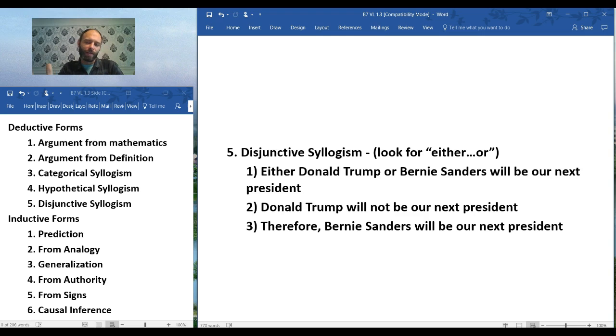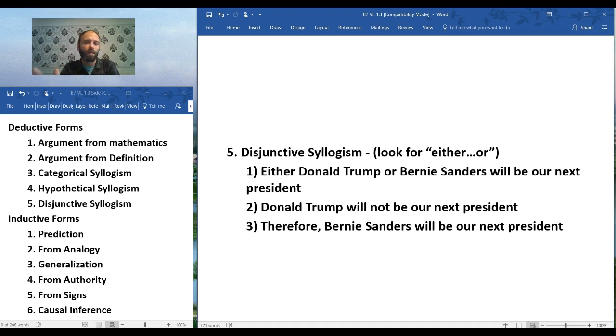This argument was written in happier times, but we need to talk about why this is a deductive argument. So remember, in a deductive argument, what it's trying to do is prove its conclusion with certainty. And premise 1 sort of sets up a rule, right? It tells us either Donald Trump or Bernie Sanders. So it gives us a couple options. Well, if that's true, and if it was true that Donald Trump was not going to be our next president, then there's only one conclusion that could follow. Bernie Sanders would have to be our president, right?